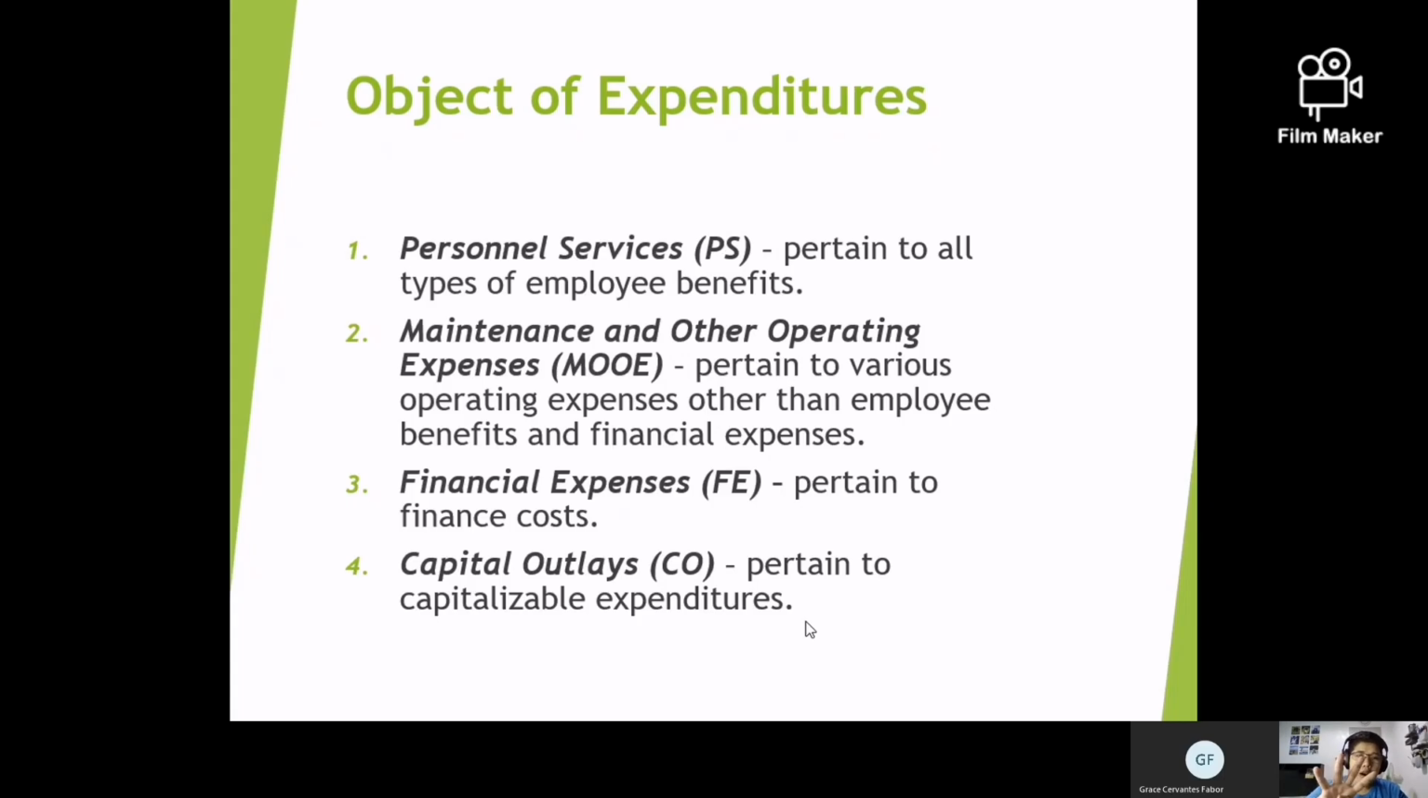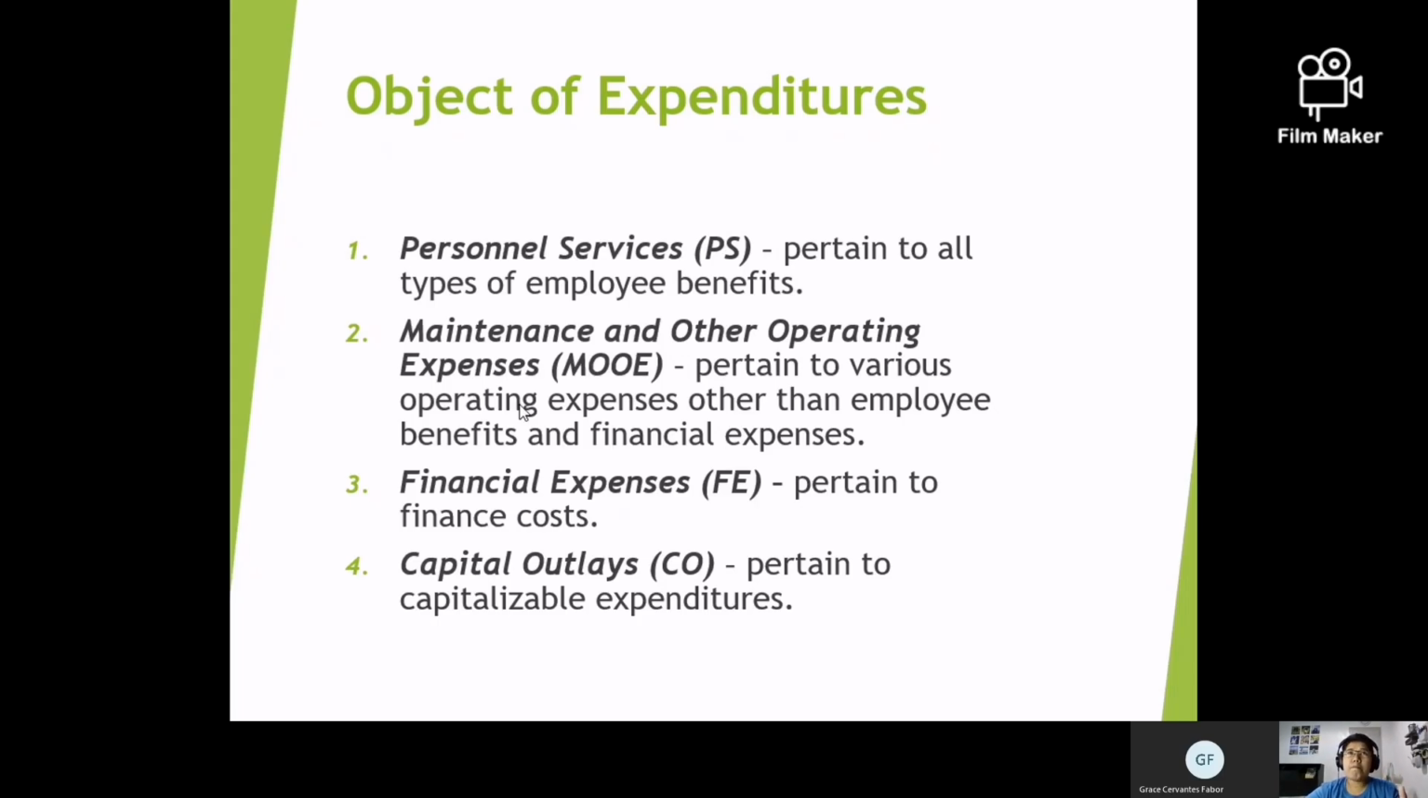So ibig sabihin, we have 4 object of expenditure. So ano nga sabi natin, si RAOD, may kanya-kanyang RAOD for each object of expenditure. So we have RAOD PS, RAOD MOOE, RAOD FE, and RAOD capital outlay or CO. Also, si ARBUD. So meron tayong ARBUD PS, ARBUD MOOE, ARBUD FE, and ARBUD CO. So yan yung object of expenditure.